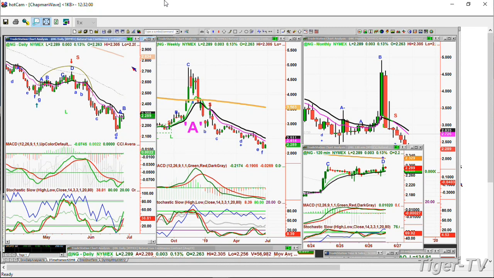So if you want to nibble, just start a little nibble here, and I would add to it on the way up, but not too aggressively. I wouldn't get an aggressive position here. Look at the weekly chart, monthly chart.